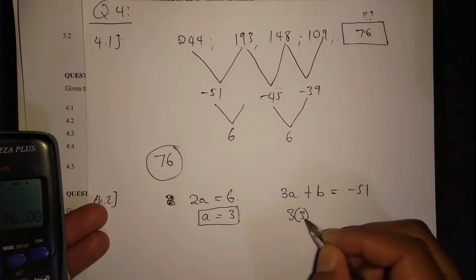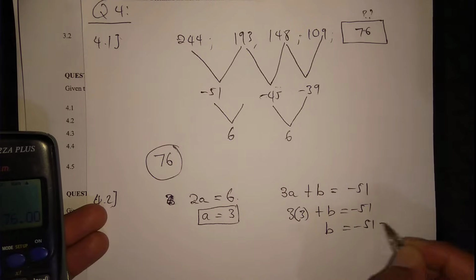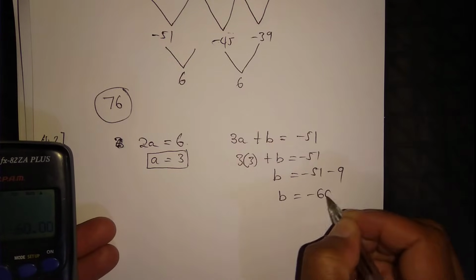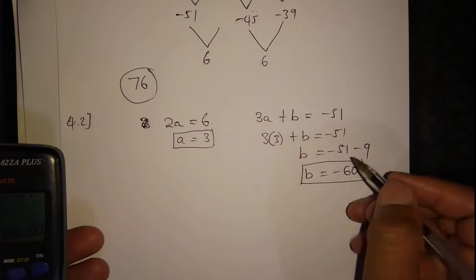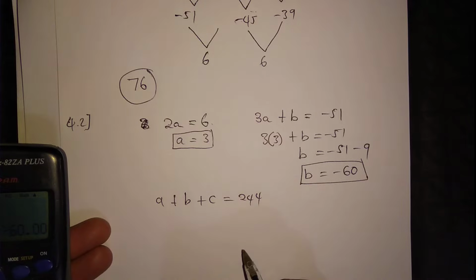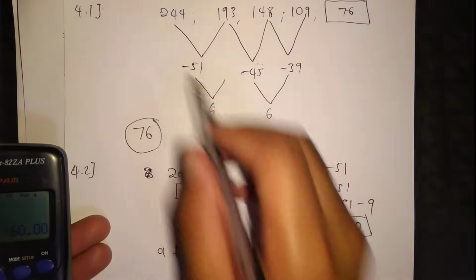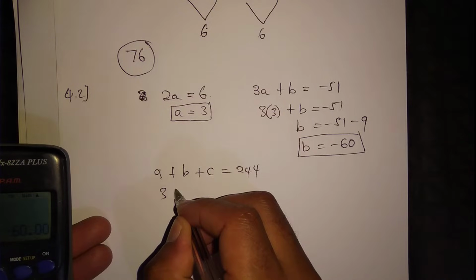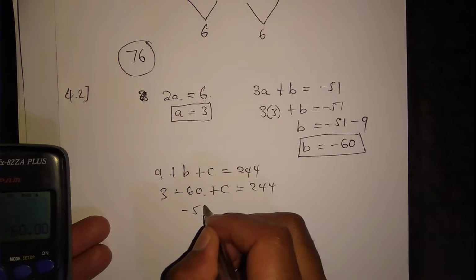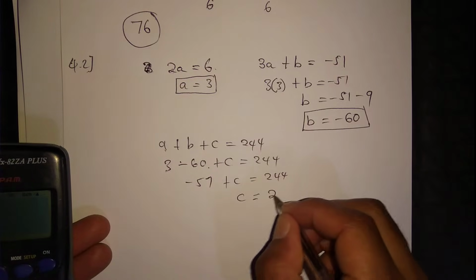So 3 times a is 9, so 9 plus b equals minus 51. Transposing, we get b equal to minus 51 minus 9, so b is equal to minus 60. There was no need for a calculator. Now a plus b plus c is equal to 244. With a equal to 3 and b equal to minus 60, we get minus 57 plus c equals 244. Then you simplify to calculate c, which will be positive.